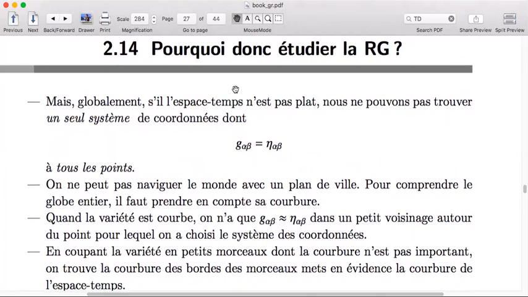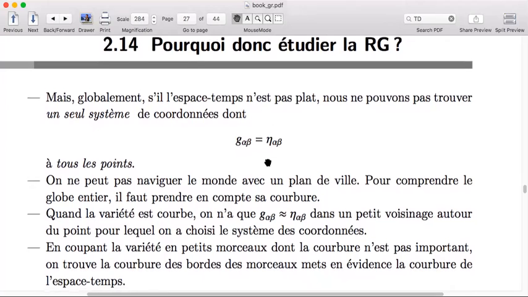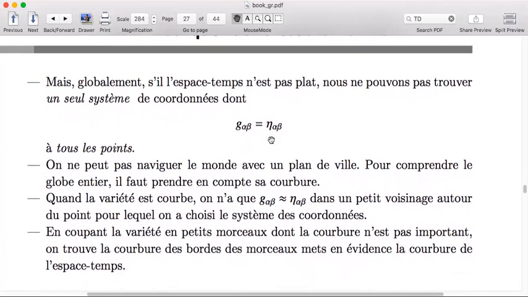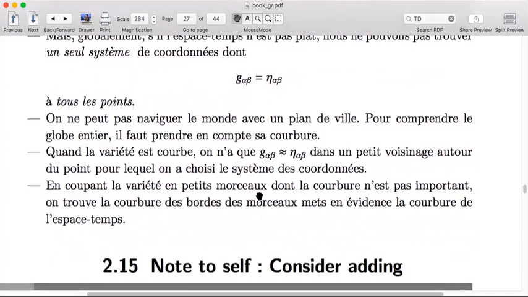Okay, so you might say, well, hang on, if my metric can always just be written as the Minkowski metric, and when I have the Minkowski metric I'm in special relativity, I can just use special relativity, and special relativity is easier. Well, why then study general relativity? The point is that the effects of curvature become significant over long distances.